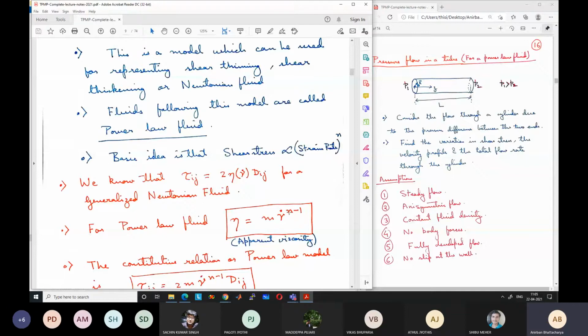If it's a purely Newtonian fluid, where there is a constant viscosity, then n becomes equal to 1, so n minus 1 is 0 and the strain rate term becomes equal to 1, so eta becomes equal to m. So that is a normal Newtonian fluid. Otherwise, for a shear thinning or shear thickening fluid, n is not equal to 1.